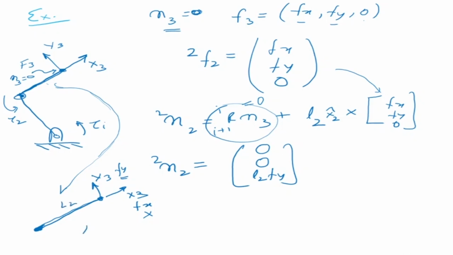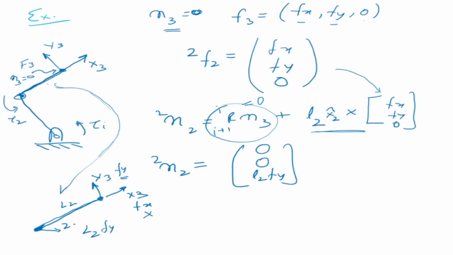So what will be the moment? It will be L2 into Fy. About which axis? About the z axis. So if we just look at this carefully, we can also understand why it is happening like this. The cross product is saying it is L2 cross Fx Fy, and this is the answer. Okay, so now let's look at the first case.